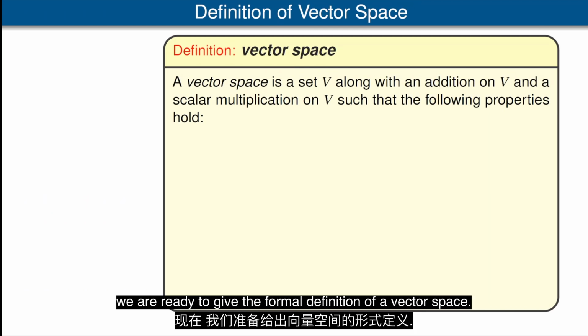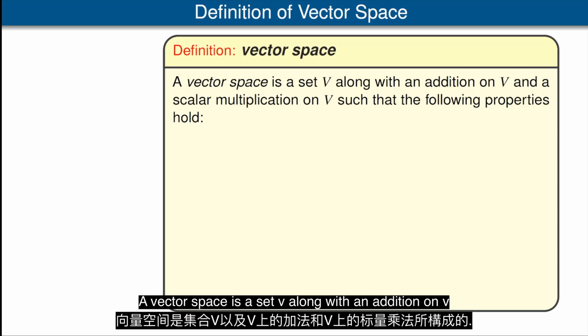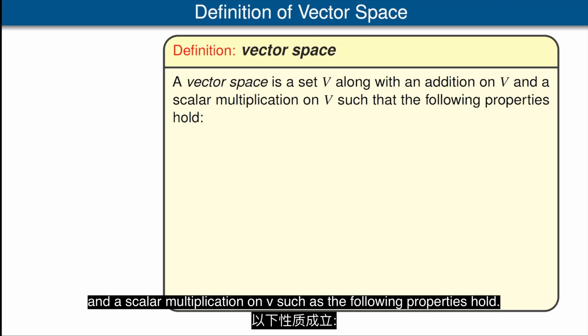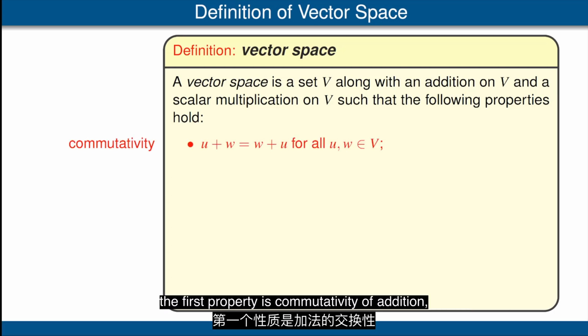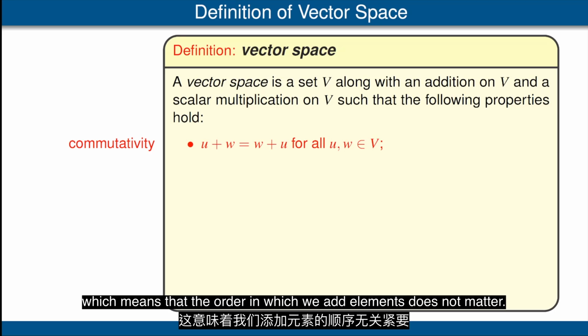Now we are ready to give the formal definition of a vector space. A vector space is a set V along with an addition on V and a scalar multiplication on V such that the following properties hold. These properties are modeled on the corresponding properties of Fn. The first property is commutativity of addition, which means that the order in which we add elements does not matter.